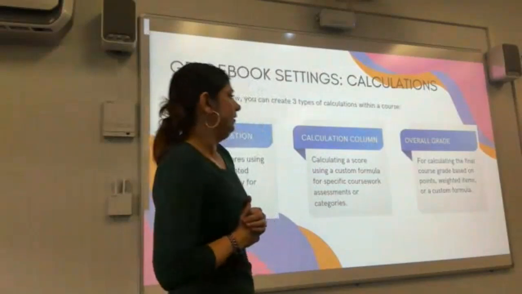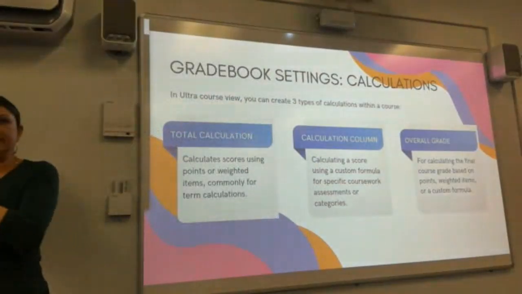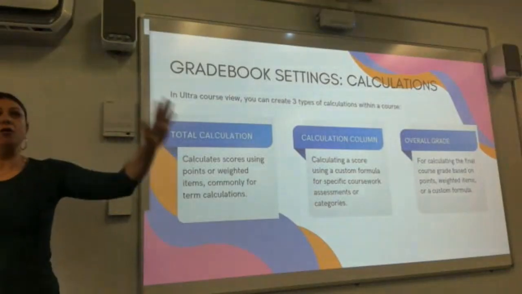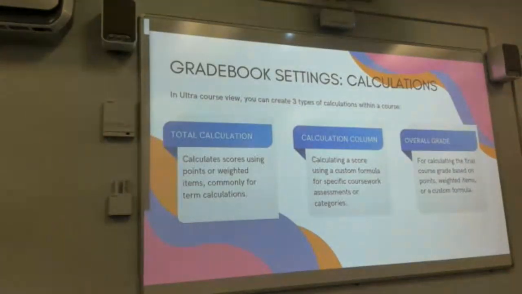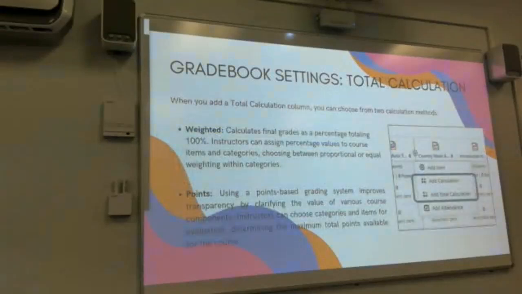And the overall grade is the one that takes all of that. However, the overall grade column can be customized to prioritize different assessments accordingly. It provides you with options regarding how you want to calculate your course. So you have two options for your total column.